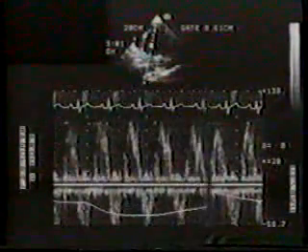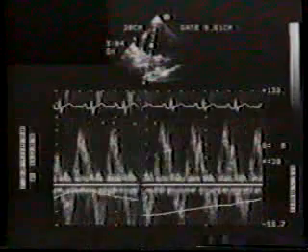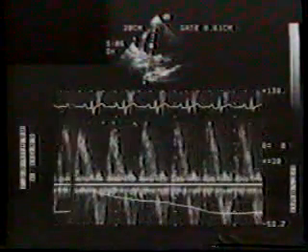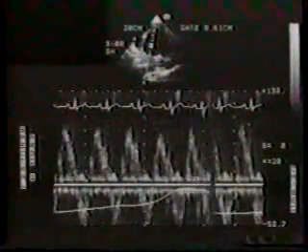The next tape in this series will deal with application of 2D and Doppler for the diagnosis of tricuspid and pulmonary valve lesions and for diseases of the aorta.